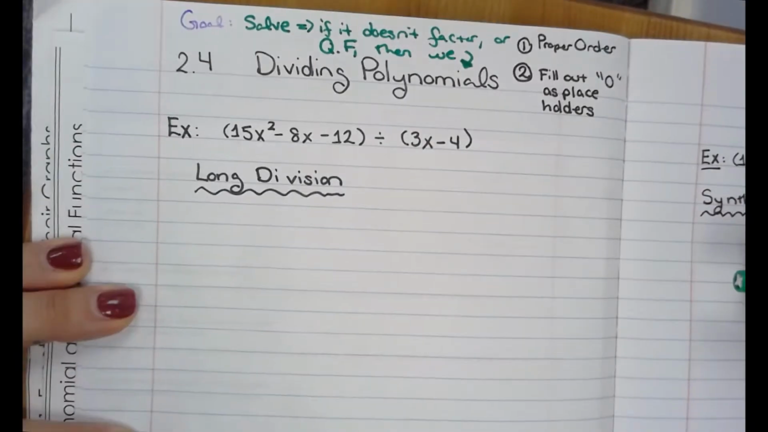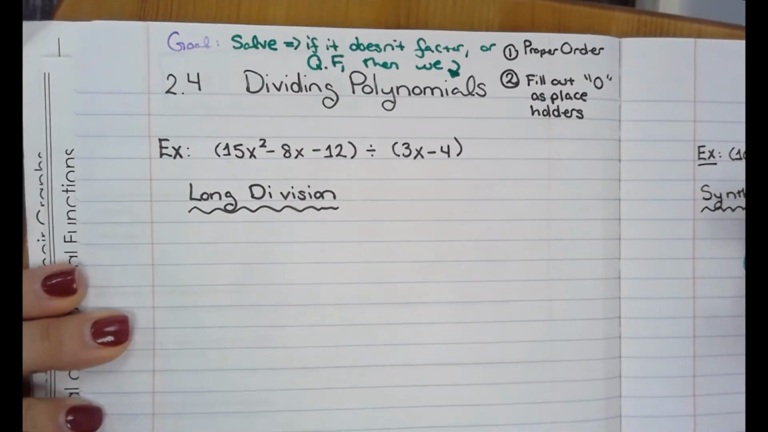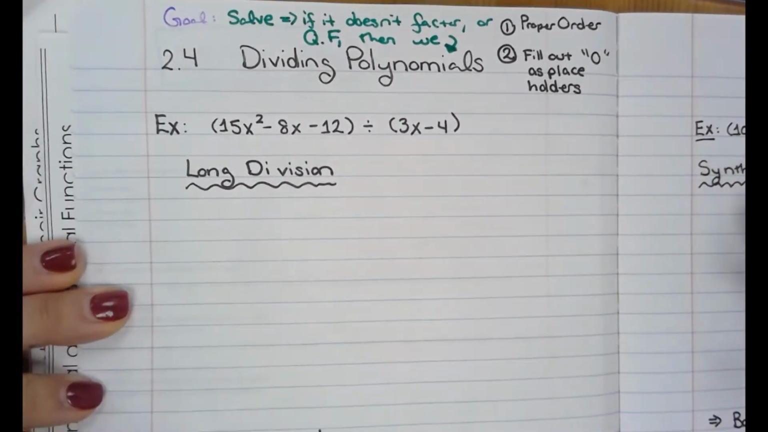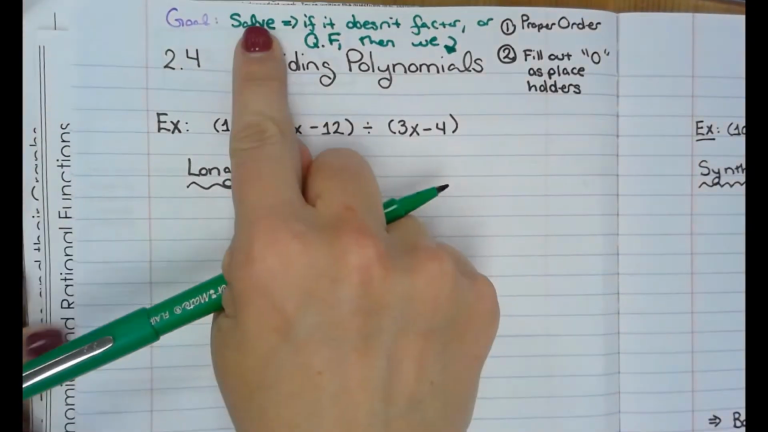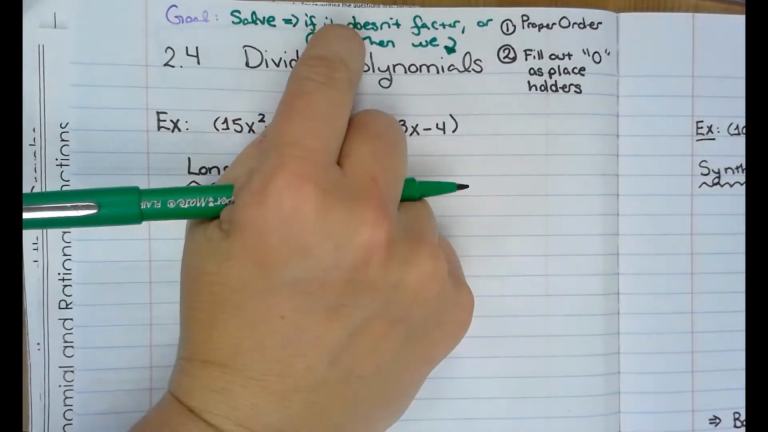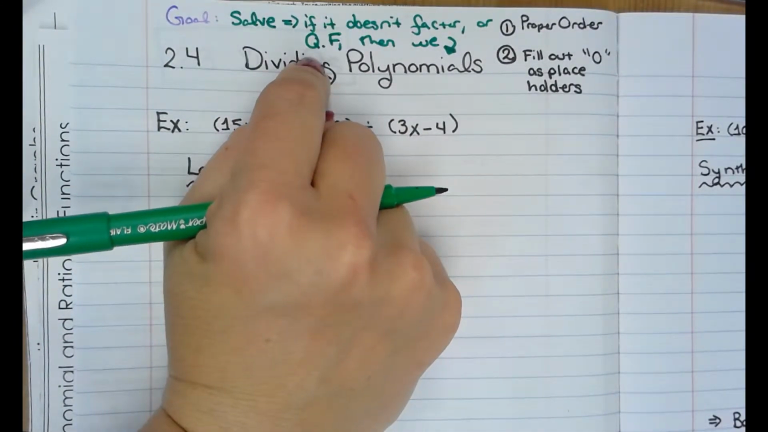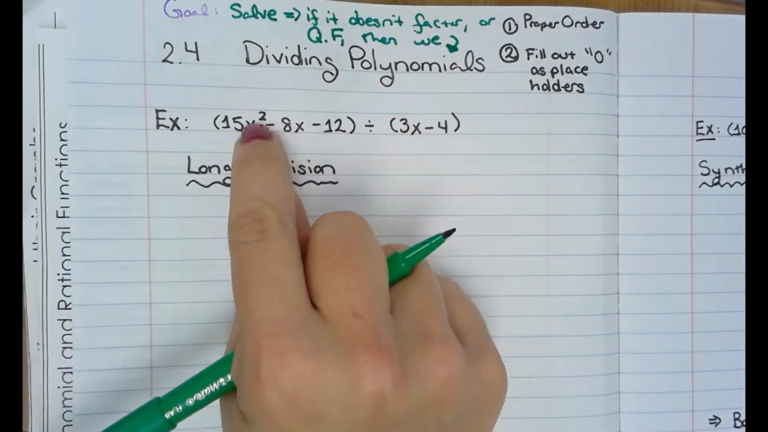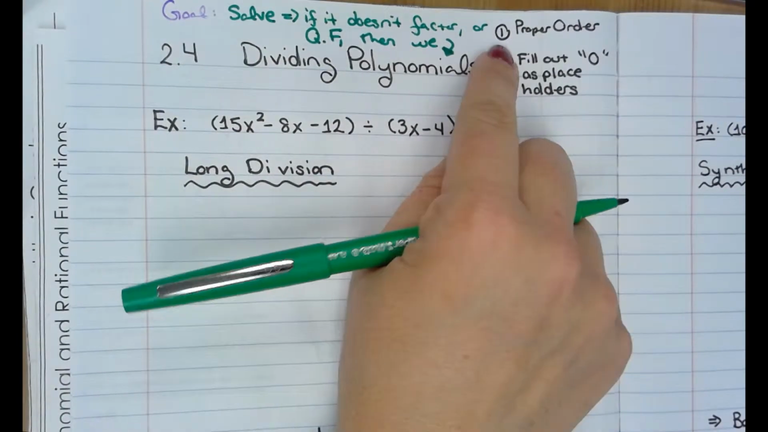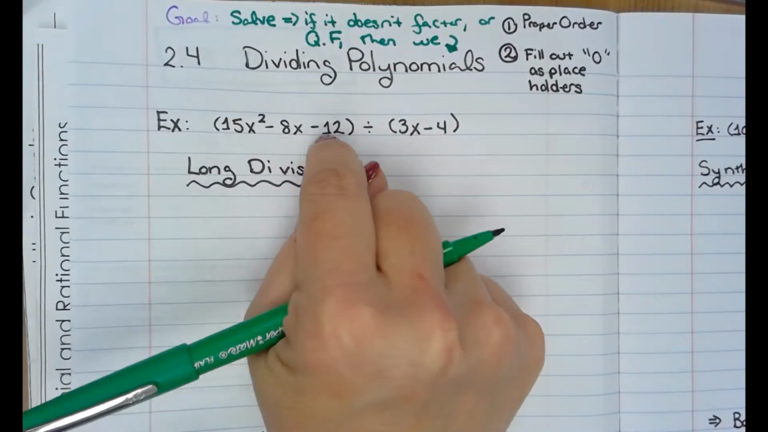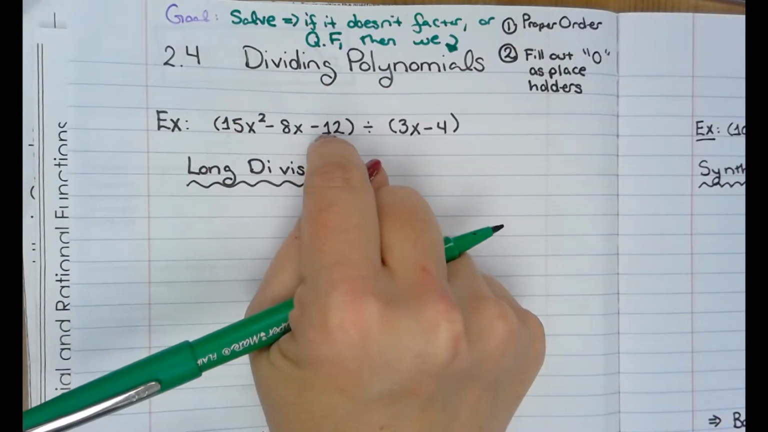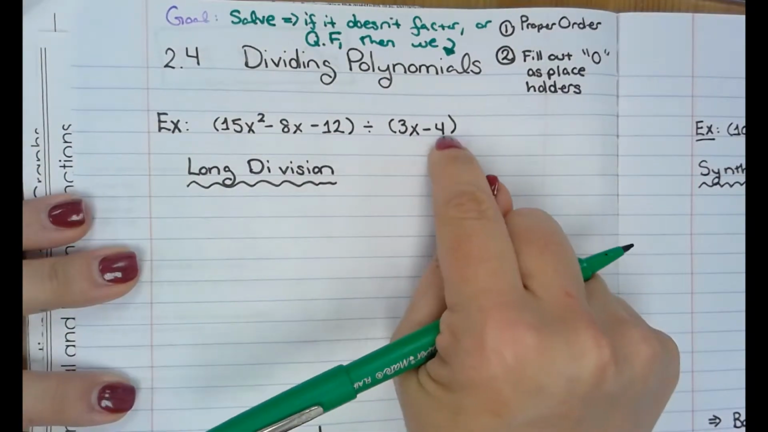Goal today is to divide these polynomials so that in the future we can continue to use it to solve when we cannot factor and we cannot do the quadratic formula. All right, first thing I want you guys to notice is the example I gave you, is it in proper order? Yes. Okay. Is this one in proper order?